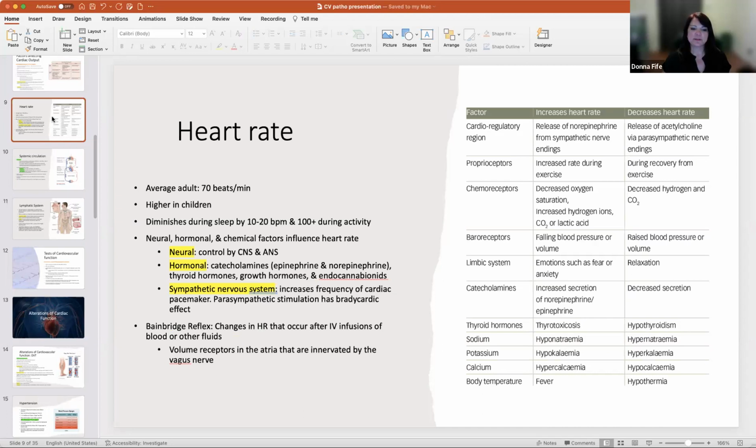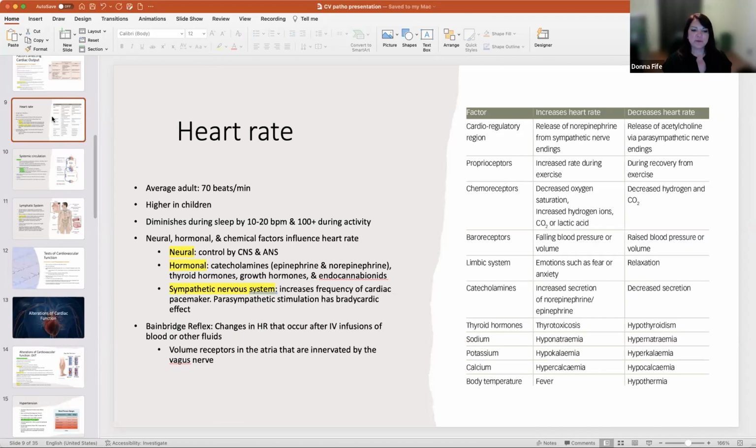Neural, it's controlled by the CNS and ANS. Hormonal, there's catecholamines such as epinephrine and norepinephrine, and thyroid hormones, growth hormones, and endocannabinoids. Sympathetic nervous system increases frequency of the cardiac pacemaker, and parasympathetic stimulation has a bradycardic effect, slows the heart down some.